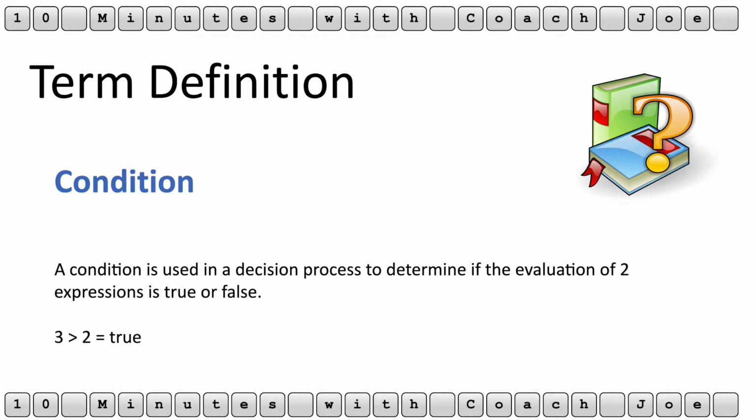A condition is used in a decision process to determine if the evaluation of two expressions are true or false. One example could be, is 3 greater than 2? This is a true condition.